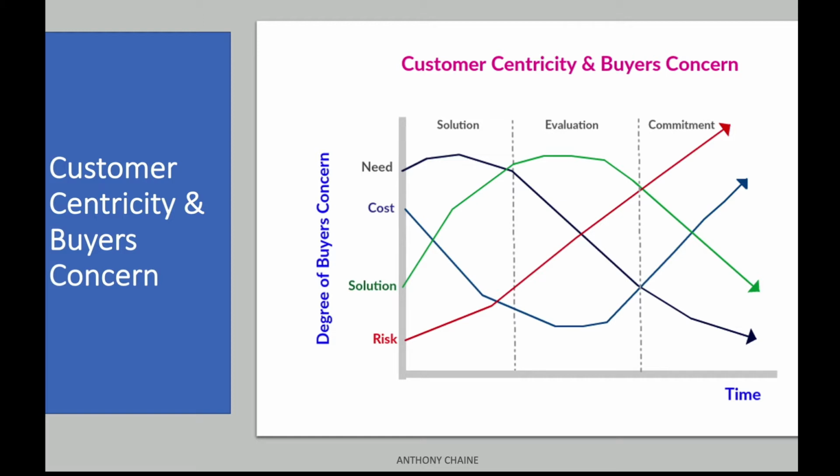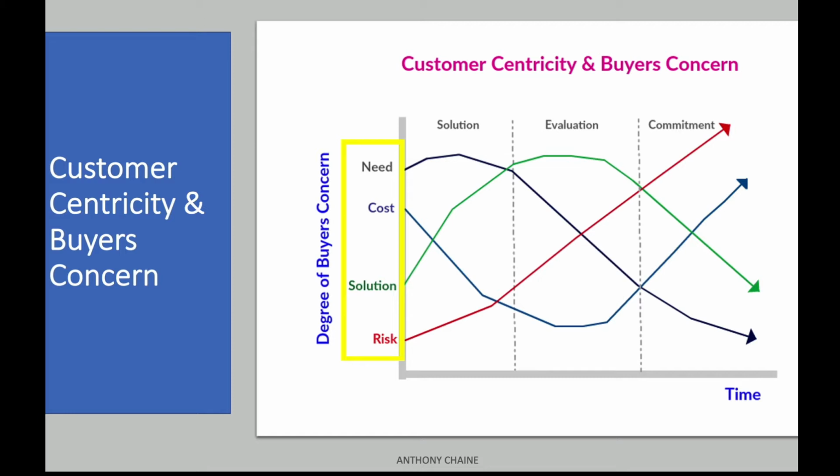Rackham conducted a study where he monitored about 1,500 salespeople on customer centricity and buying concern. He found there are four variables. First is need: does the client have a real need for your product or services? Second is cost: how much would it cost to get the product you're selling? Third is solution: is it the right fit? Number four is risk, represented in red: what are the risks involved and the probability of failure? These are all legitimate concerns when it comes to objections.